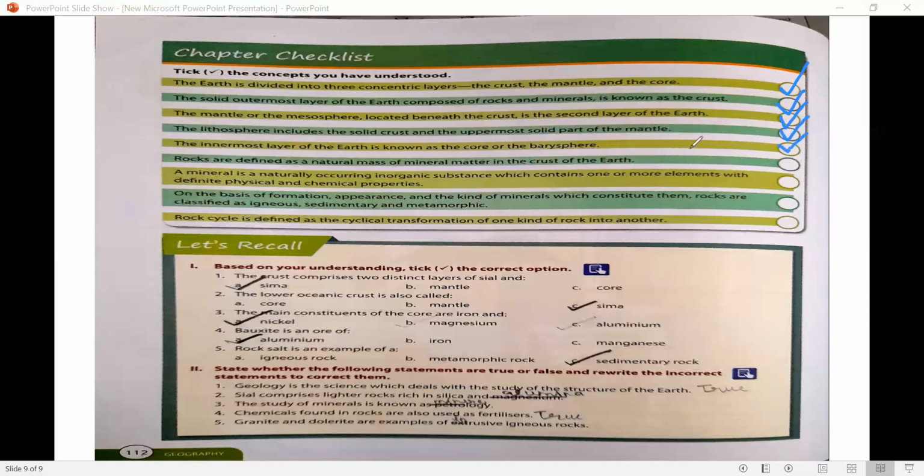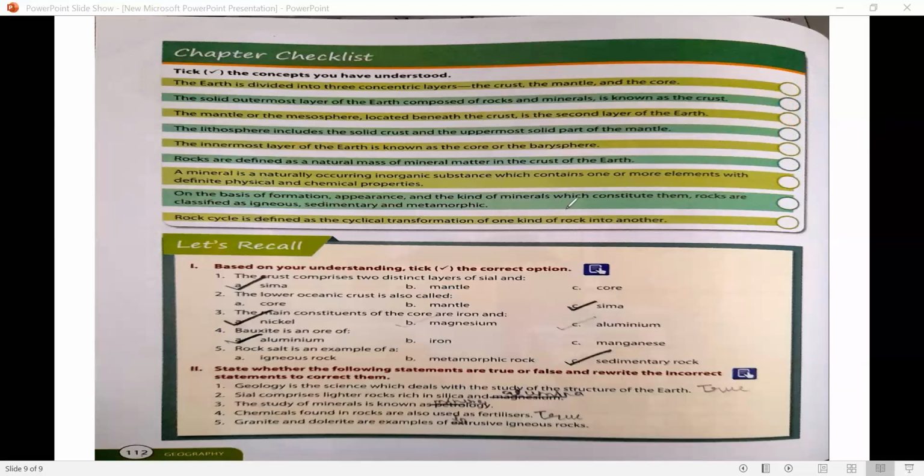Now, rocks are defined as natural mass of mineral matter in the crust of the earth. We also have learned this. A mineral is a naturally occurring inorganic substance which contains one or more elements with definite physical and chemical properties. You can take this as the whole recap of the chapter, the recapitulation of what we have learned in this whole chapter.